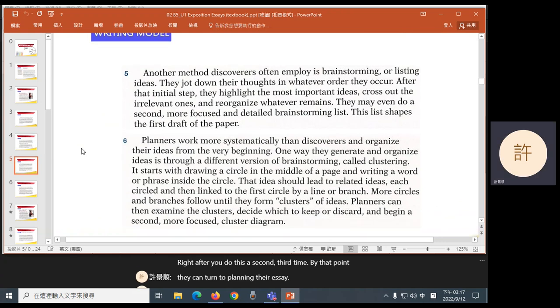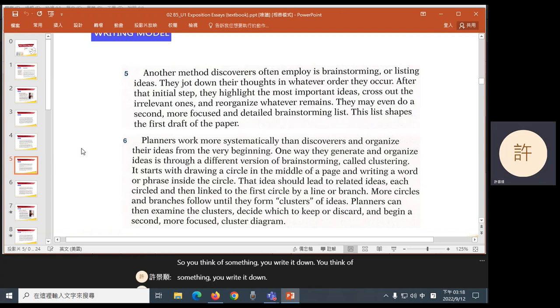Another method discoverers often employ is brainstorming or listing ideas. So again, we're sticking with the discoverers. The new method, the name is called brainstorming. And what it is, you list down ideas, and it continues to describe. They jot down their ideas, their thoughts in whatever order they occur. So you think of something, you write it down, you think of something, you write it down.